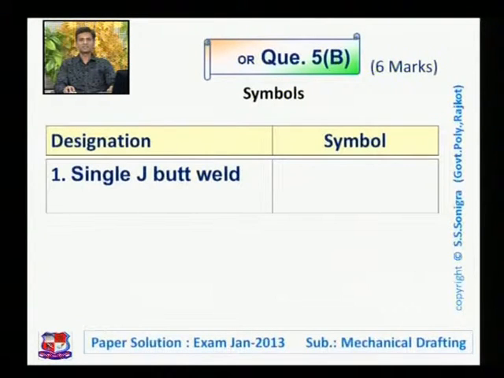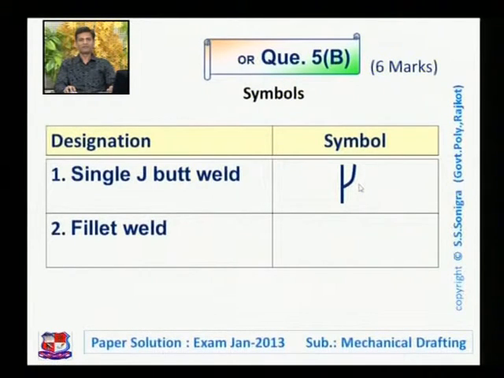The first is single J butt weld and its symbol is drawn like this, just a straight vertical line and a curve like this. So this is single J butt weld. The second is fillet weld. 6 symbols are asked, so each symbol carries a single mark. So this carries 1 mark. Fillet weld is drawn like this, just a right angle triangle. It shows the symbol of fillet weld.